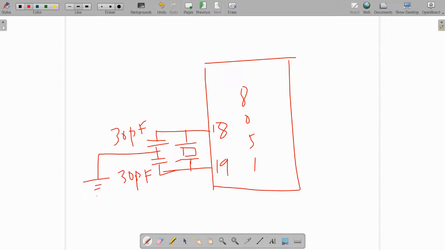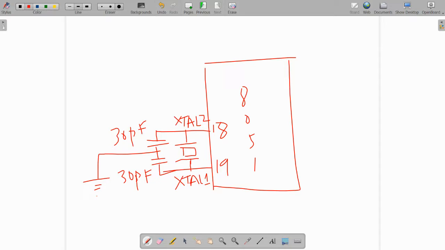Please draw this. Pin number 18, you know, this is XTAL 2. I write here XTAL 2. Pin number 19 is XTAL 1. Okay, now try to understand. I hope you have drawn this.